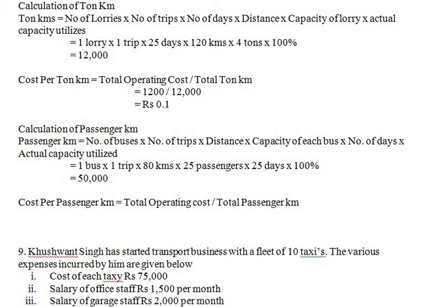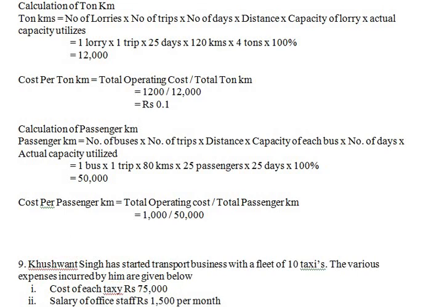Now again we are going to calculate cost per passenger kilometer as well. Total operating cost divided by total passenger kilometer. Total operating cost is 1000 over here, divided by passenger kilometer 50,000, which will be equal to rupees 0.02. So this is the problem.